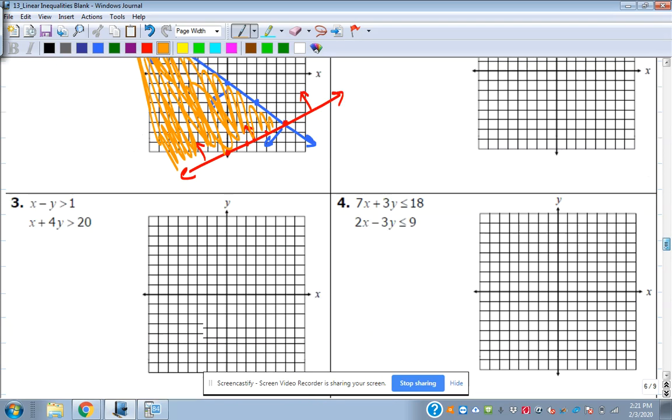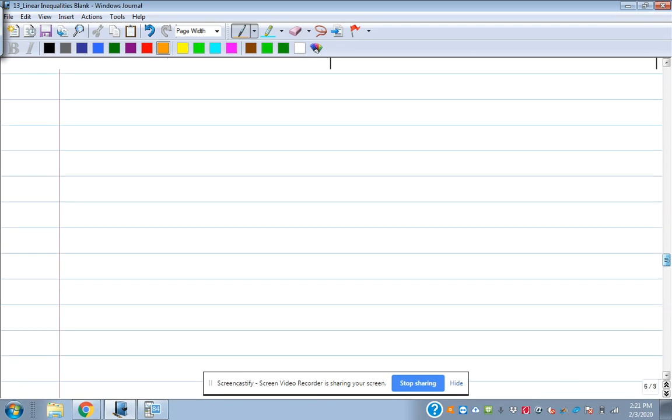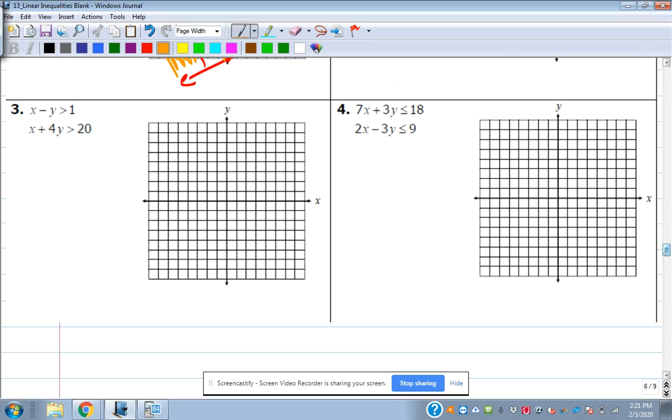Let's do number 4. It's a little more difficult one, but still not just crazy hard. So number 4, what do we need to do with both of those inequalities? Get them in slope-intercept form. So the first one, I'm going to subtract 7x from both sides.